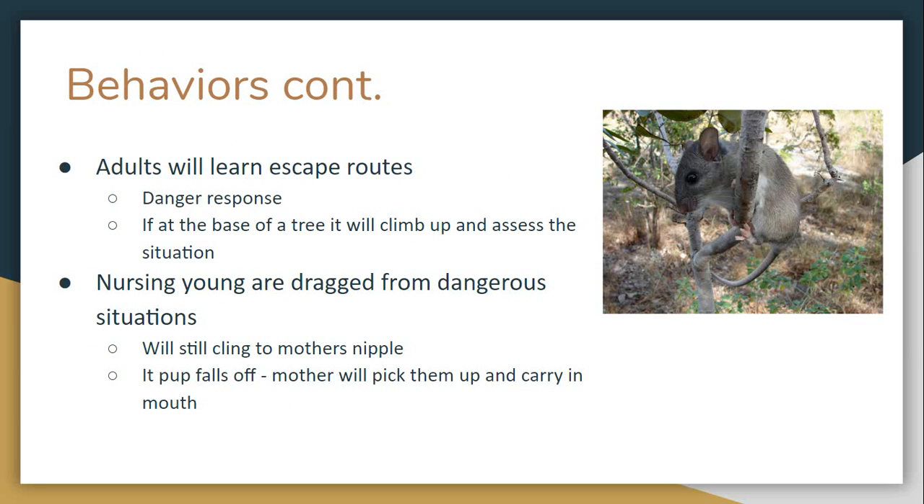The adults will learn all the escape routes close to their middens. At times, they will run up a tree and assess the situation if the tree is near their middens. They're known to drag their nursing young away from dangerous situations. And if one of the pups falls off, the mothers will pick them up in their mouths and carry them off.